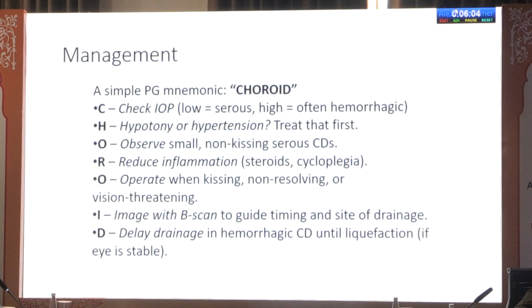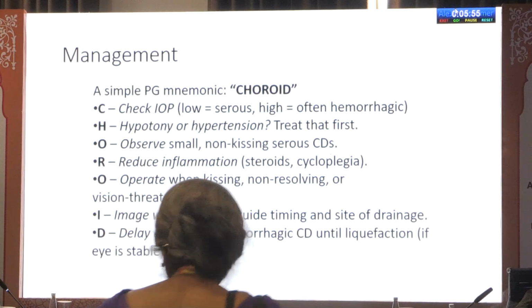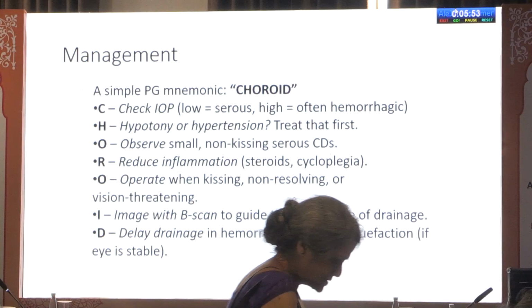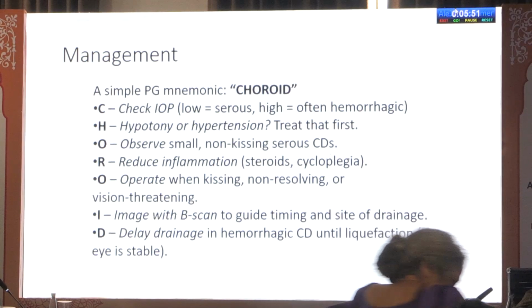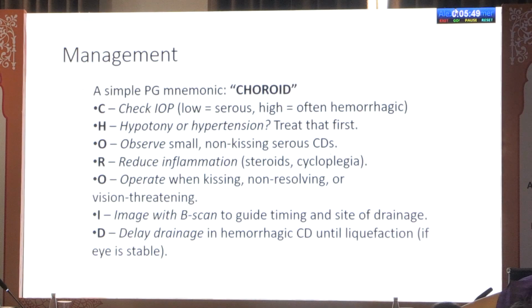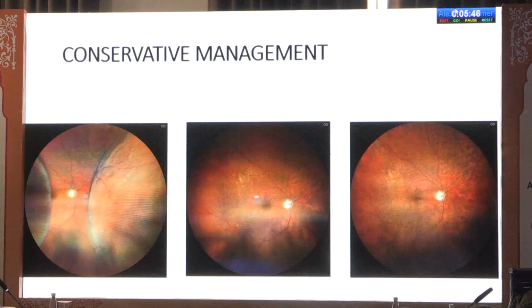Then you operate only as a last resort when they are kissing, non-resolving or vision threatening. You can image with B-scan to guide timing and site of drainage, and you would delay the drainage in hemorrhagic choroidal detachment until you have liquefaction. You delay it by 2 to 3 weeks if the eye is stable, and then you take up the patients.